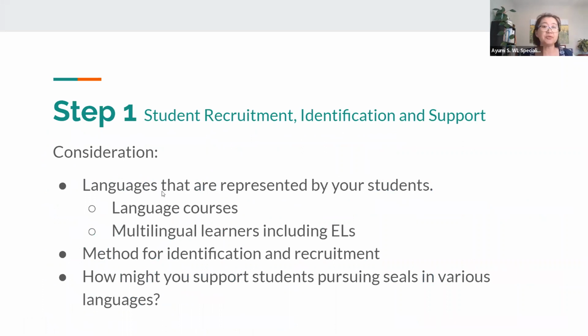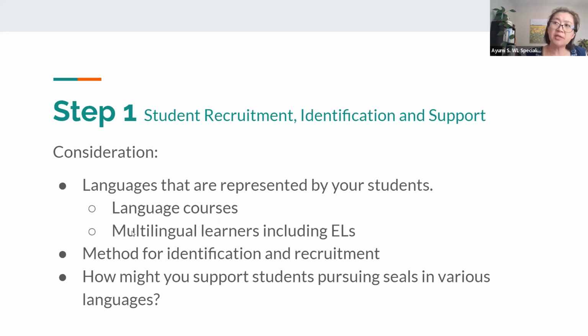So step 1, student recruitment, identification and support. When you do this, the first consideration is what languages are represented by your students. You may have language courses offered, which makes it easy to capture the students, because if you have a Spanish class or Arabic class or Chinese class, you have the students. That's one way to look at it. And then, of course, you also can't forget about multilingual learners, including English learners, represented in your school.